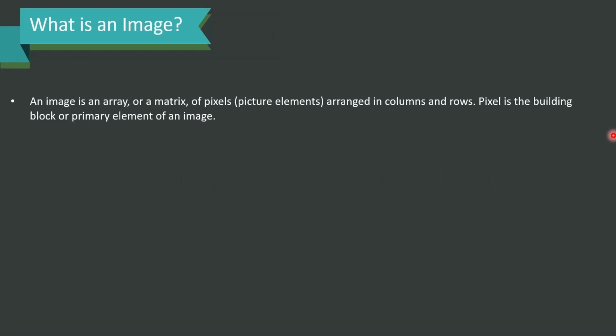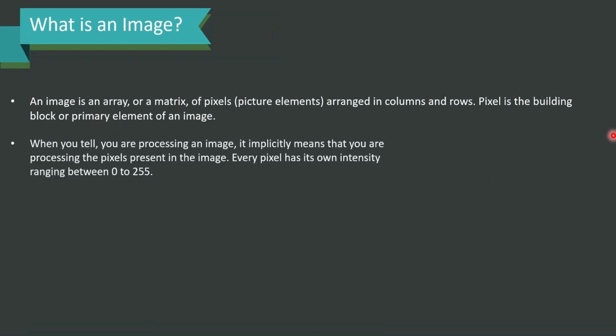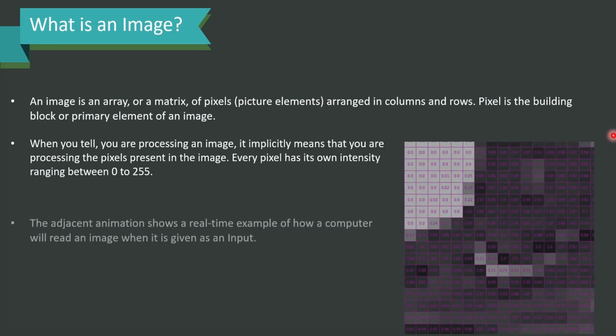An image is an array or a matrix of pixels arranged in columns and rows. A pixel is the building block or primary element of an image. An image is made of multiple pixels, is the simple way one can communicate. When you say you are processing an image, you mean that you are processing the pixels present in the image. Every pixel has its own intensity ranging between 0 and 255.